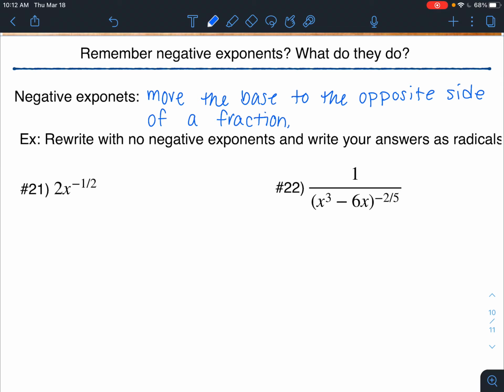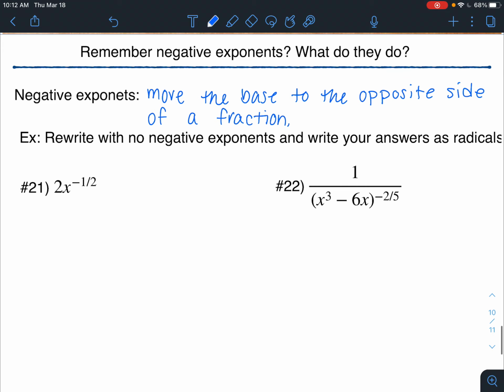So we have two examples here that we're going to rewrite so there are no negative exponents in our answers. We don't like negative exponents in our answers. They're not fully simplified. And we want to write our final answers as radicals. So let's look at number 21 first.